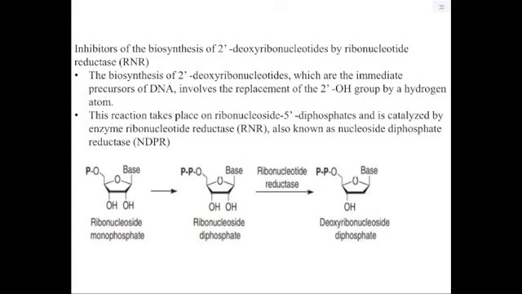This reaction takes place on the ribonucleotide 5' diphosphate. So for the reductase enzyme to act, the base must be converted first to the diphosphate. In other words, there must be a ribose, and then the ribose is phosphorylated twice. It has 2 phosphates. So this time you do not use the monophosphate, and you do not use the triphosphate. You use the diphosphate, and it is catalyzed by the enzyme, also known as nucleotide diphosphate reductase.